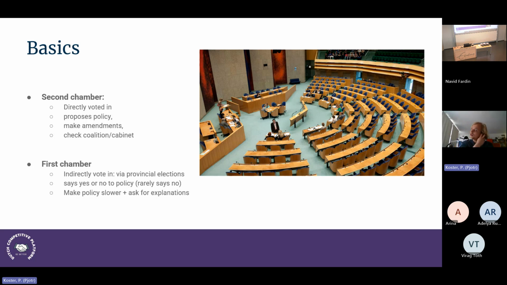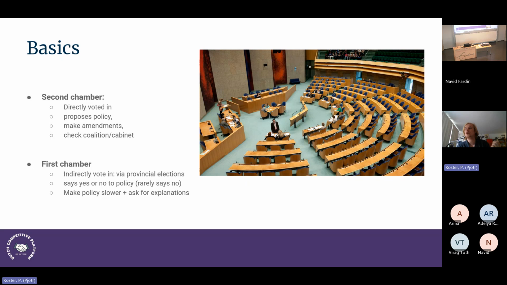The first chamber is indirectly voted in. You have provincial elections, and the result of those provincial elections then determines who goes into the first chamber. In that sense, it's somewhat of a hybrid between a direct representative democracy, where you directly vote in your parliament, and having some constituencies, because the provincial votes are more constituency-based. However, the first chamber doesn't have the opportunity to propose any policy. It basically just checks whether policy can go or cannot go.